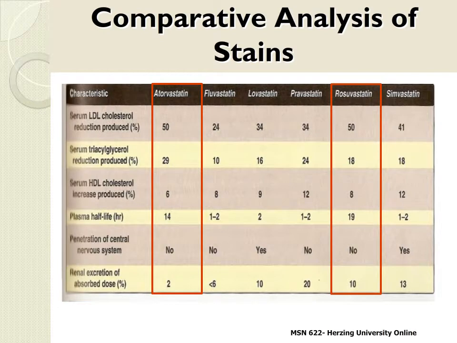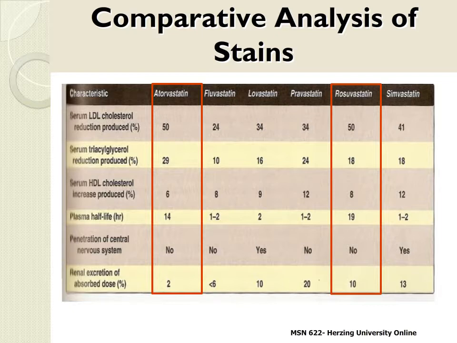Basically, if you look at the overall serum cholesterol reduction, if you look at it generally, the LDL cholesterol is lowered by 15 to 60% overall. The triglycerides are lowered by 25 to 40%, and the HDL levels go up by about 6 to 10%.